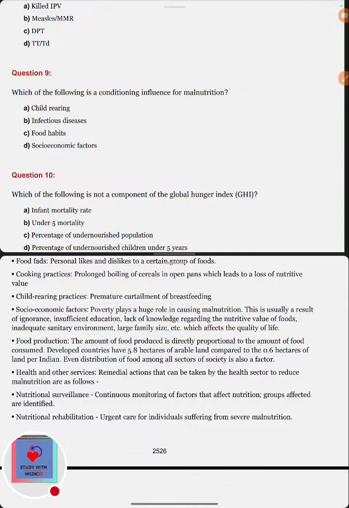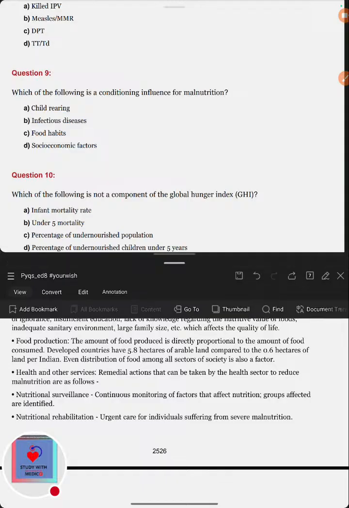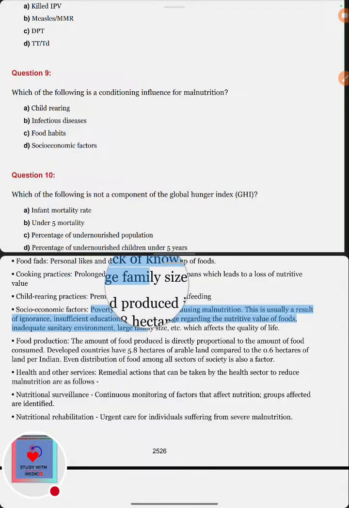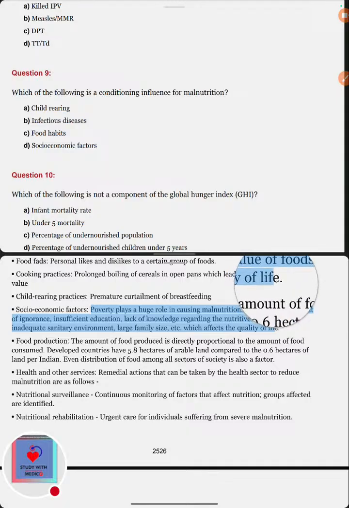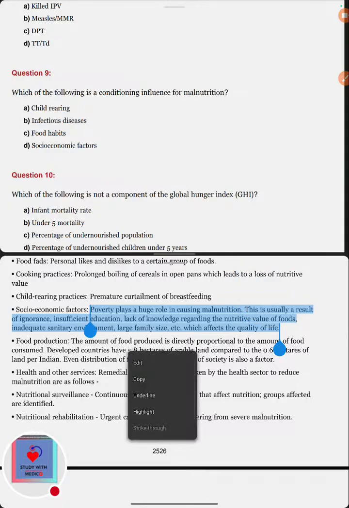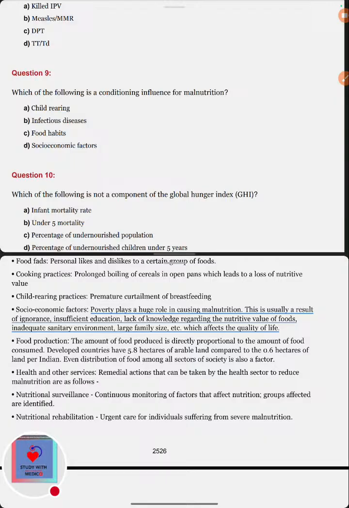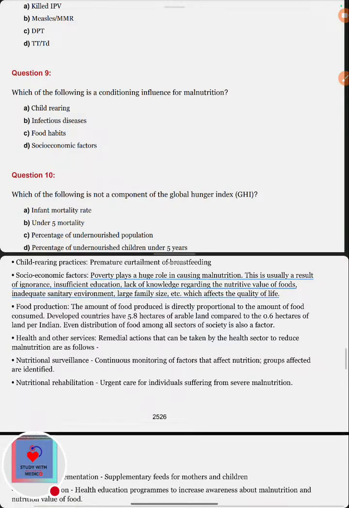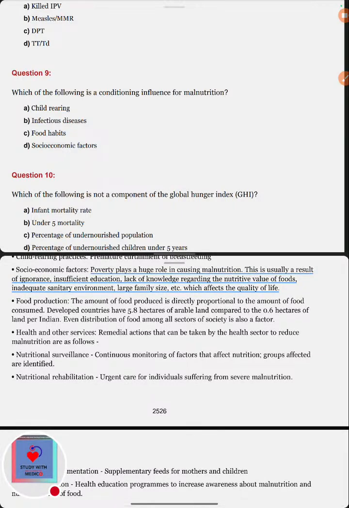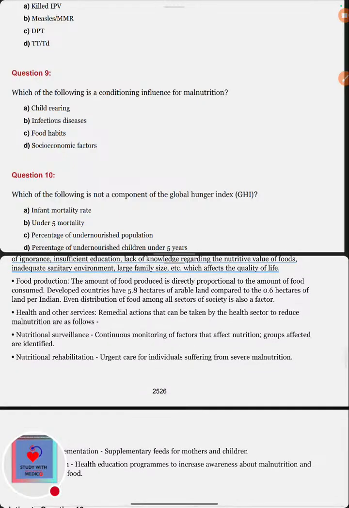Okay, socioeconomic factors. Poverty plays a huge role in causing malnutrition, along with ignorance, insufficiency, lack of knowledge. Food production: the amount of food produced is directly proportional to the amount of food consumed. Developed countries have 5.8 hectares of arable land compared to 0.6 hectares for India. Even distribution of food among sectors of society is also affected.